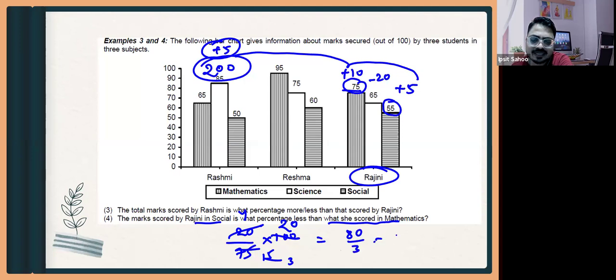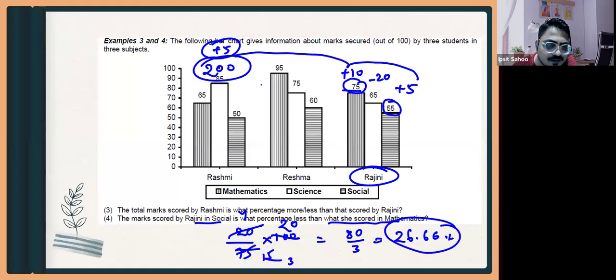So how much will I be getting? I'll be getting 26.66%. So that is my answer, not 6.66. Minus indicates that it is negative, that it is less than. Sagarika, I guess you corrected the answer.